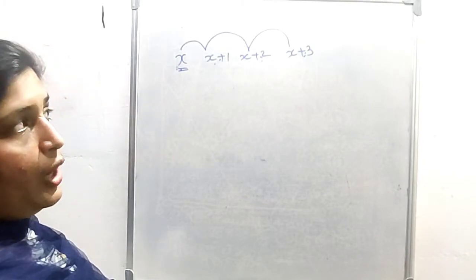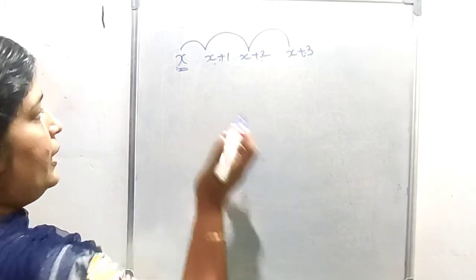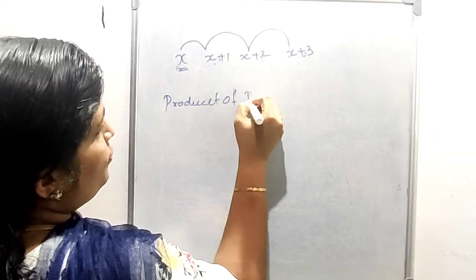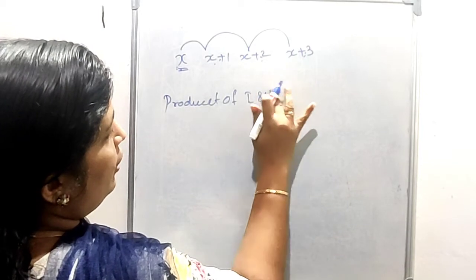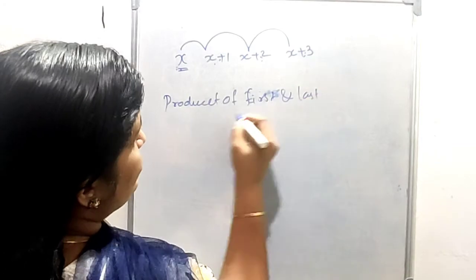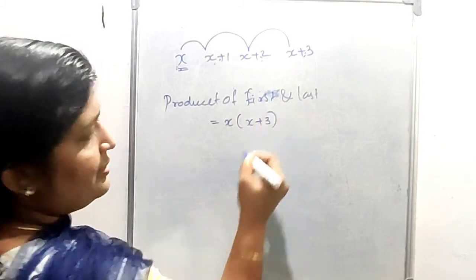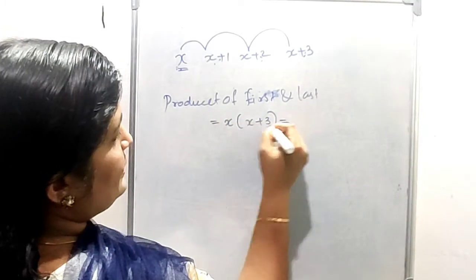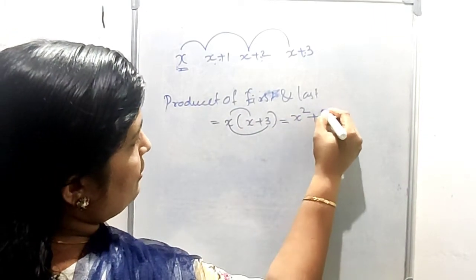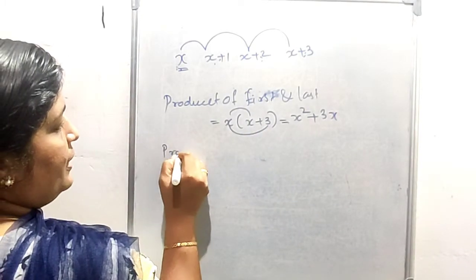Now we are going to find out the product of the first and last and the product of the middles. Okay, so first I am going to find out the product of first and fourth, or product of first and last. What is the product of first and last? Product of first and last is equal to x into x plus 3. Okay, what is x into x plus 3? That is equal to x into x is equal to x square. Then x into 3 is equal to 3x.